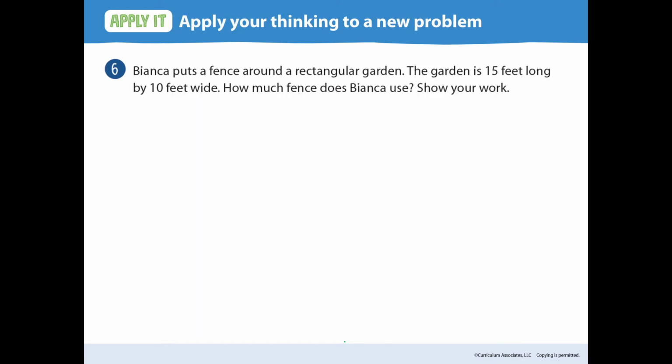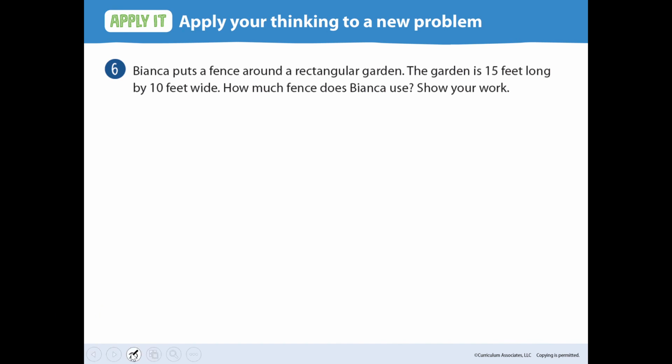Now it's time to apply your thinking to a new problem. Number 6. Bianca puts a fence around a rectangular garden. The garden is 15 feet long by 10 feet wide. How much fence does Bianca use? Show your work. This I would like you to do on your own. So pause and do this problem independently. This is where you apply your own thinking to this problem. And then when it's finished, press play again and we'll go over the solution.